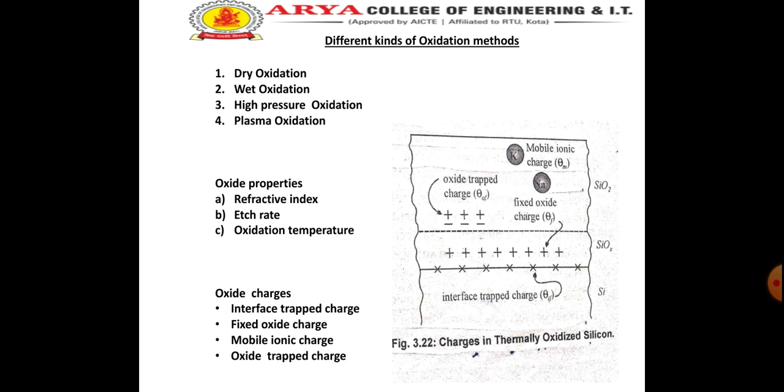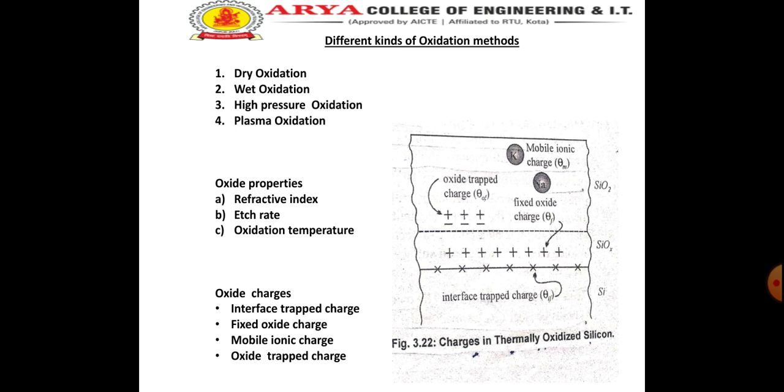Now we are having oxide charges. We are having interface trap charge. This charge is located at the SiO2 interface. It has energy states in silicon forbidden band gap and can interact with underlying silicon electrically. These charges result from several sources, including structural defects related to oxidation process, metallic impurities or bond breaking process.